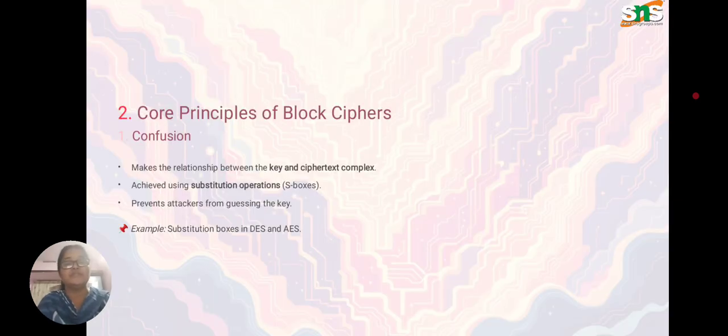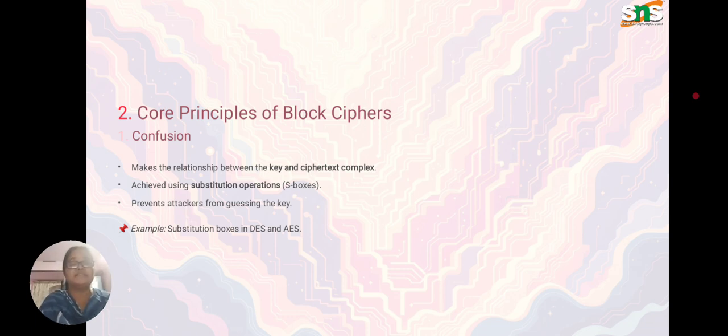The core principles of block ciphers define the relationship between the key and the ciphertext blocks. First is confusion, which means making the relationship between the key and ciphertext very complex. So even if an attacker sees the output, they cannot guess the key easily. This is achieved using substitution techniques like S-boxes. For example, AES and DES use substitutions.